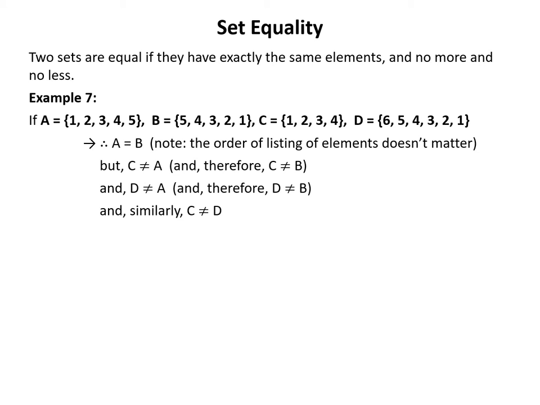We can say therefore that set A equals set B, and note that the order in which elements are listed doesn't actually matter, which is why sets A and B are the same. The only difference is in their appearance. A lists the numbers in increasing order while B lists them in decreasing order, but they have exactly the same elements, no more, no less. However, set C is not equal to set A, in particular because set C is missing the value 5 from set A.